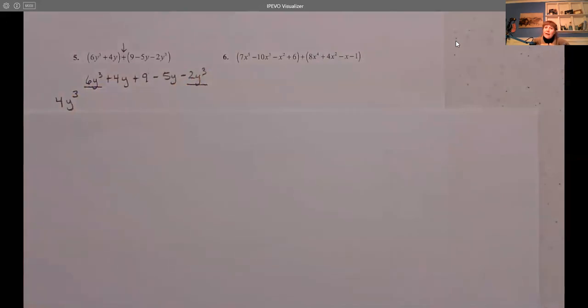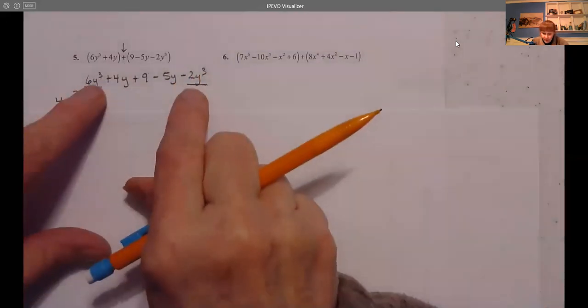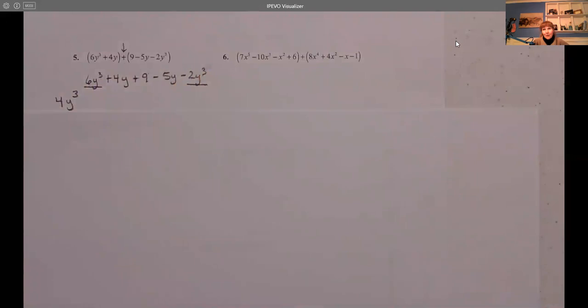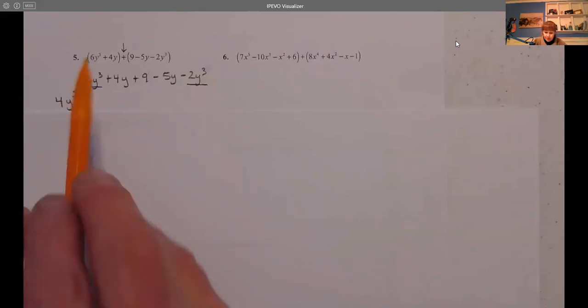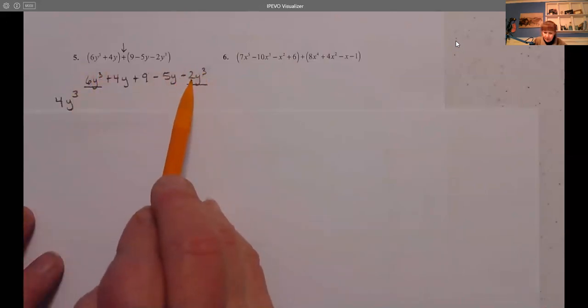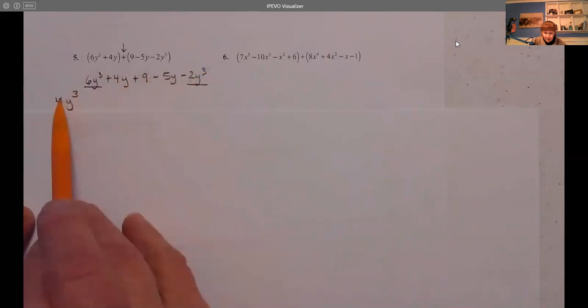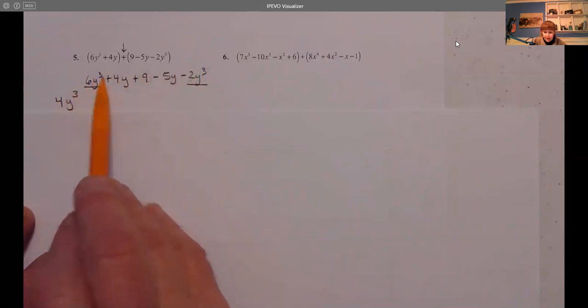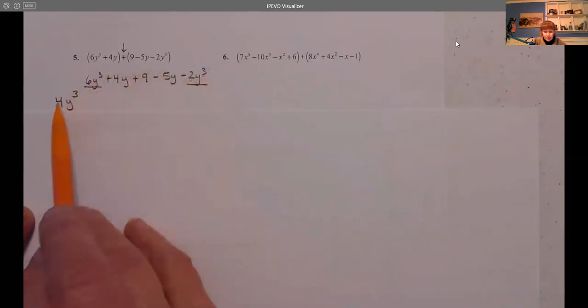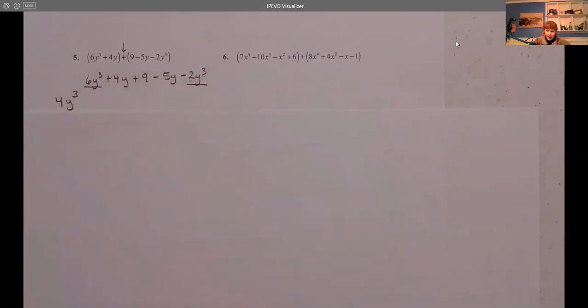You don't add the exponents, and that's one mistake that I see students make: they want to add the exponents and get a 6 here, 3 and 3. But remember, we don't add exponents unless we're multiplying, and we're not multiplying, we're adding and subtracting. So you don't change the exponents. You just look at the coefficients in front. So 6y cubed and a -2y cubed is 4y cubed. That takes care of that.